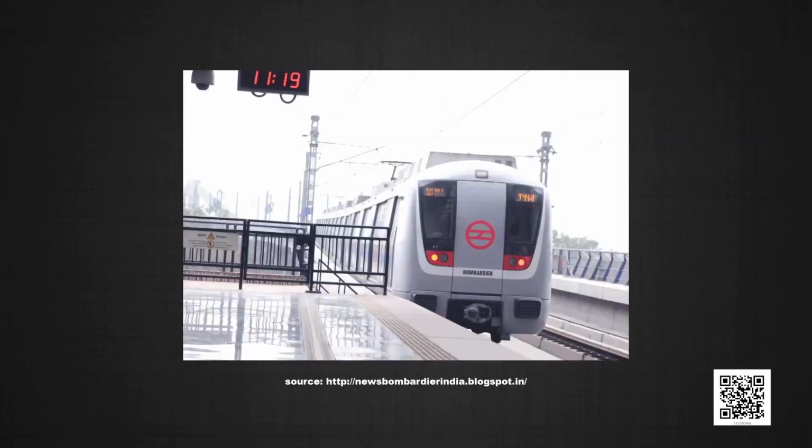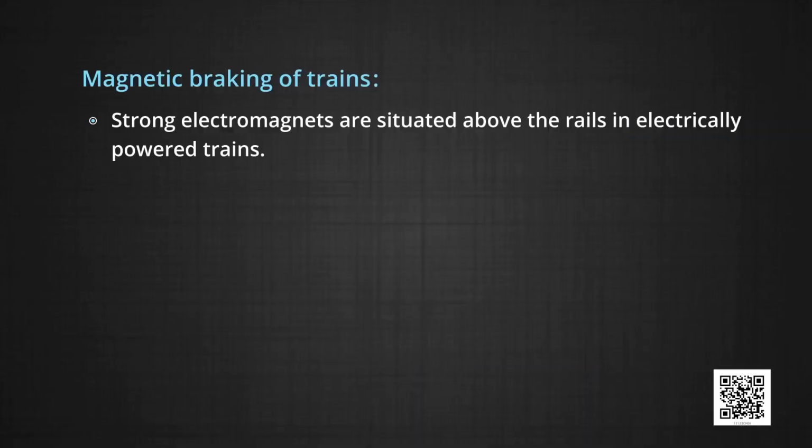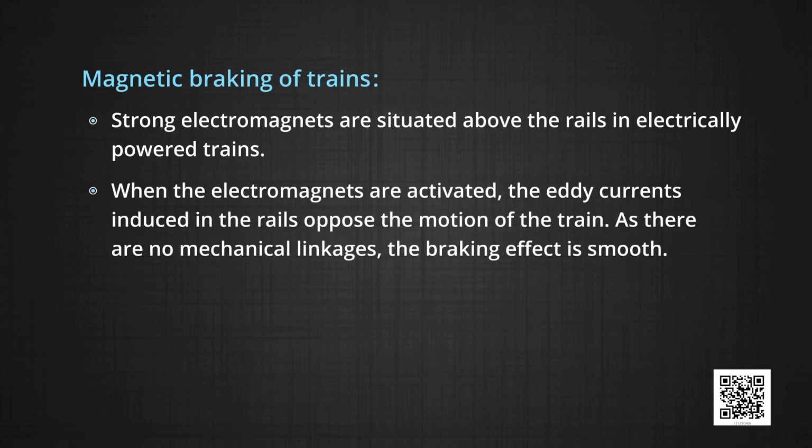Electromagnetic braking finds its application in magnetic braking of trains. Strong electromagnets are situated above the rails in electrically powered trains. When the electromagnets are activated, the eddy currents induced in the rail oppose the motion of the train. As there is no mechanical linkage, the braking effect is smooth.